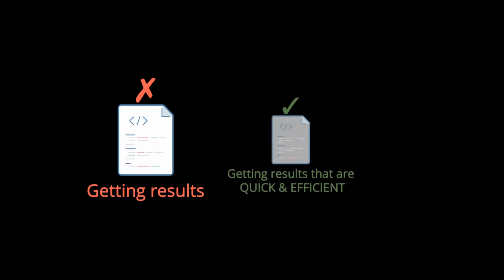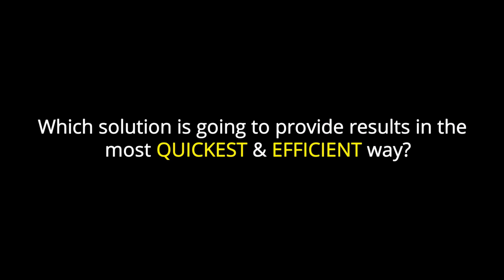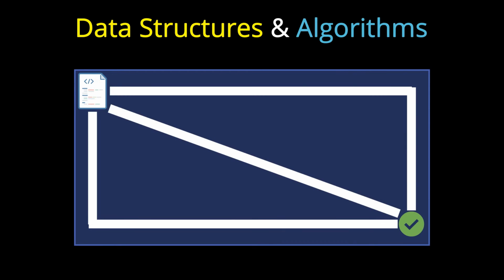But as you mature in your coding career, you suddenly learn there's another level of coding where getting the results isn't enough. And you learn that not only do you have to get the results, but you have to get the results in the quickest and most efficient way possible. So when it comes to evaluating which solution is better, this is the question we have to ask ourselves. Which solution is going to give us the results in the quickest and most efficient way possible? And this is the motivation of why we learn data structures and algorithms. Because data structures and algorithms essentially provide us a blueprint that helps guide us in creating quick and efficient code.